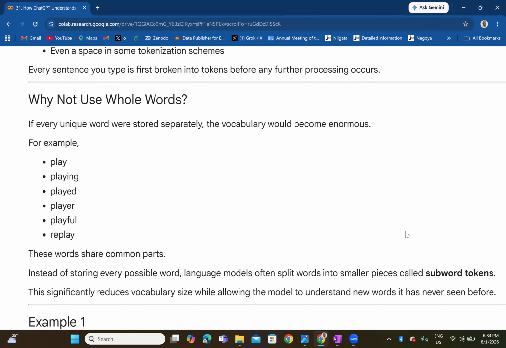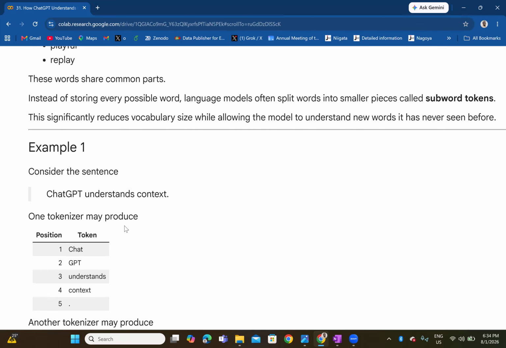So instead of storing every possible word, language models often split words into smaller pieces called subword tokens. This significantly reduces vocabulary size while allowing the model to understand new words it has never seen before. Instead of having six separate words, you can just have play, and then all the endings added to it, which will also be useful in other contexts.